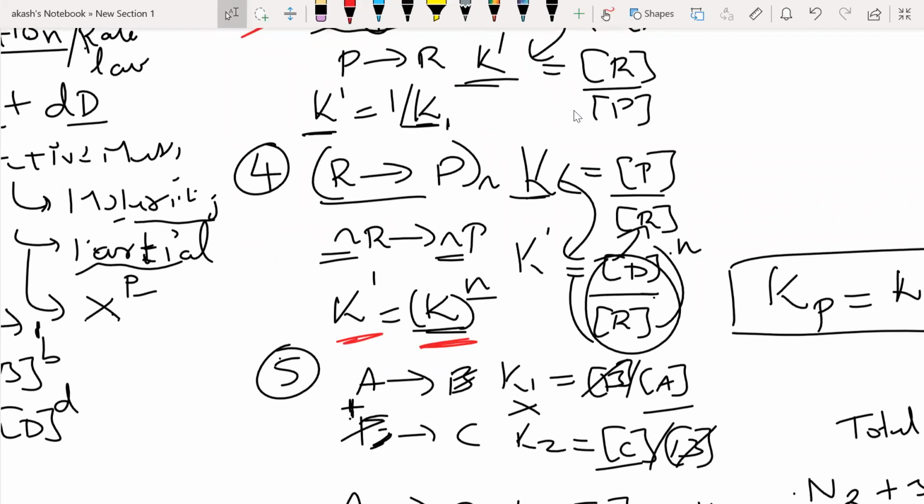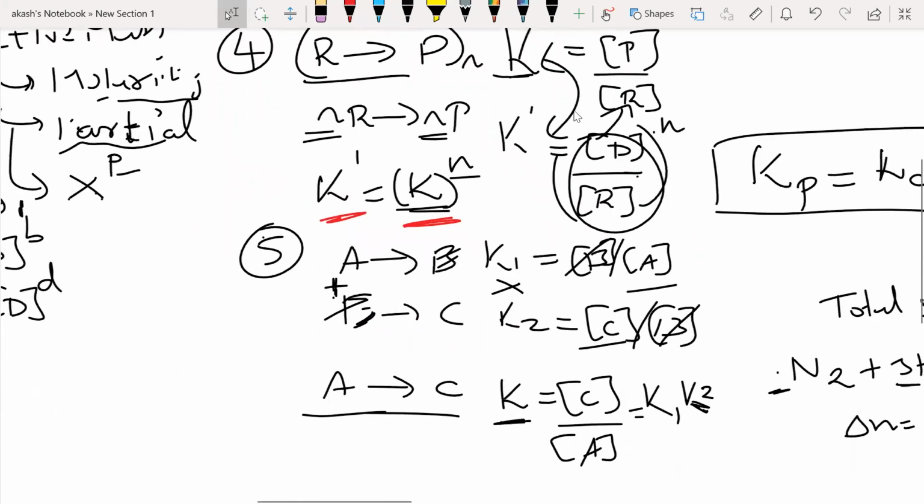Right. Now the next one, final one, whenever I add two reactions, the equilibrium constant has to be multiplied. You can see here, right? The new equilibrium constant K is equal to K1 into K2. And if you subtract the reaction, it will become K1 by K2, right? Okay. So these three are the things which you'll be using there. Now go to the problem and solve it.